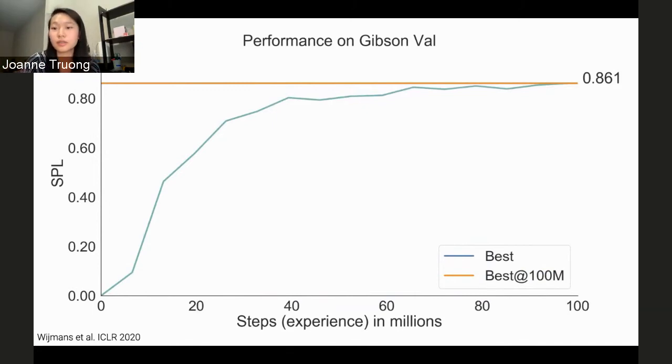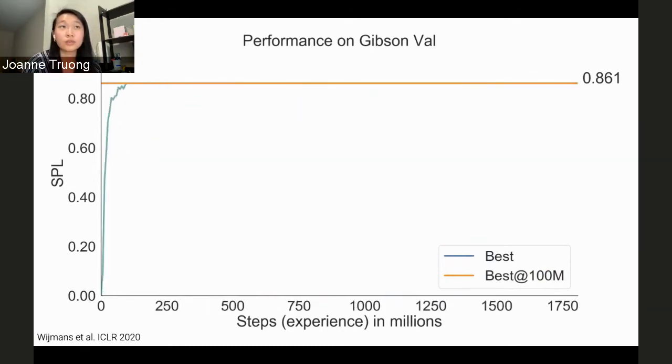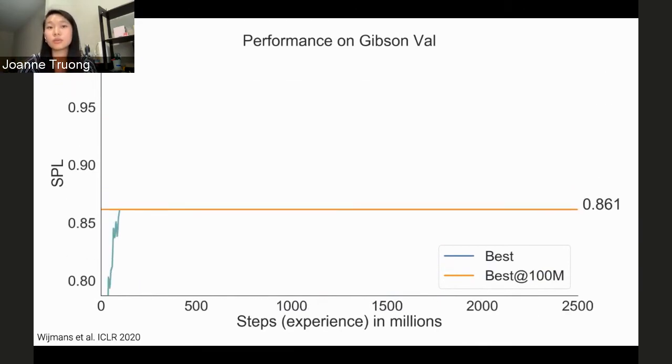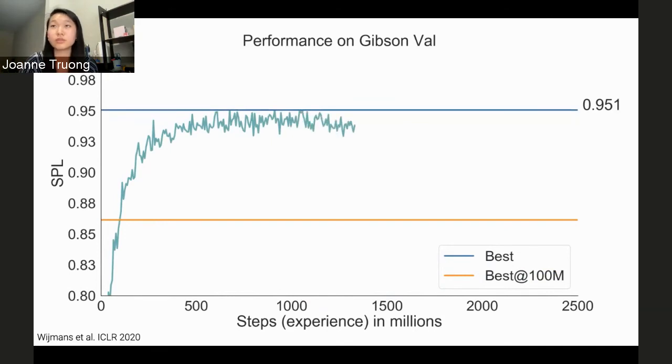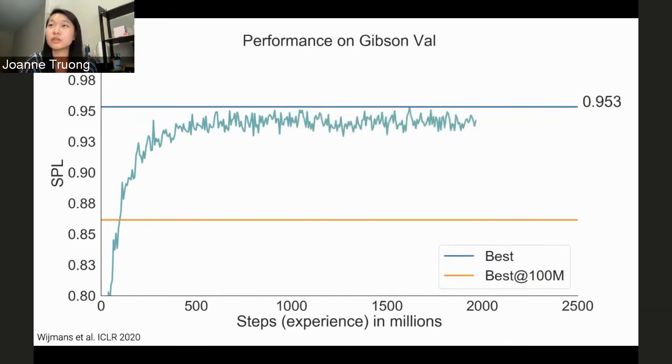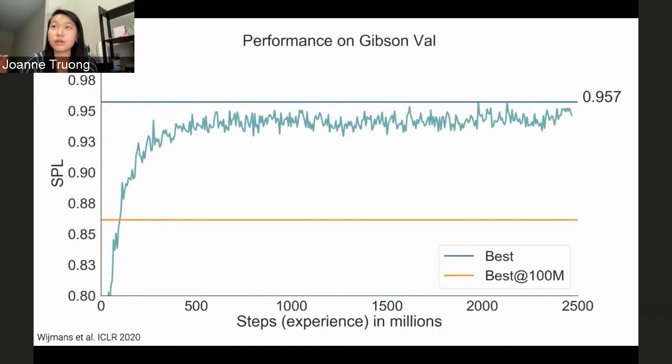And so he developed a method called Decentralized Distributed Proximal Policy Optimization, or DDPPO for short, that looks at scaling these algorithms and seeing how far we can improve the learning performance. So if we were to continue training this, more than 100 million steps, if we train it out for 2.5 billion steps of experience, we see that the agent continues to learn, and it reaches an SPL of 0.95. So essentially solving this task where the agent can navigate near perfectly in previously unseen environments.